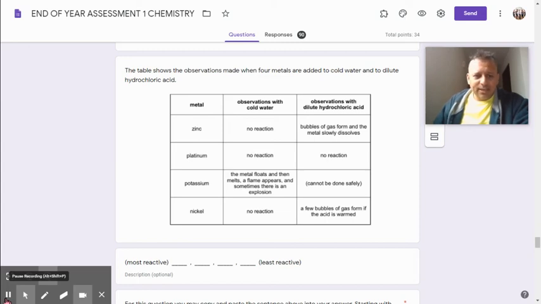So that would be at the bottom. The one that's the most violent in terms of reactivity would be potassium. So potassium should be on the left-hand side of your answers, the most reactive. Platinum should be on the right-hand side.